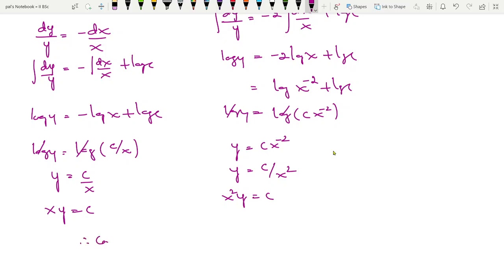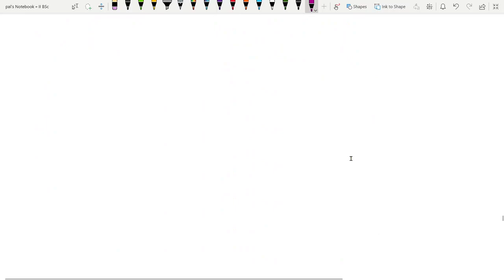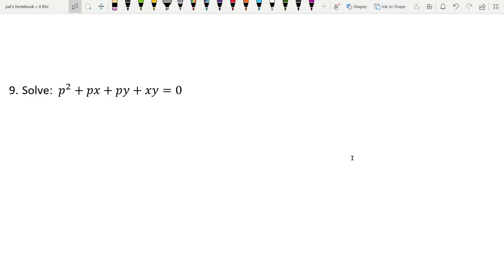Therefore the complete solution is (xy minus c) into (x square y minus c) is equal to 0. This is how you find its solution. Here is one more problem of the same type. Of course it is an easy one. Here you take p as a common factor.